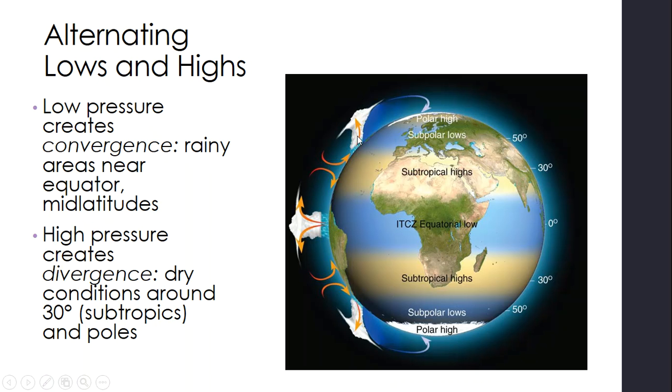High pressure creates divergence, dry conditions around 30 degrees. Where's my cursor? Right here, and at the poles. And so we can see, right, here's that subtropical high right through the Sahara Desert, right through the Middle East. Not a lot of precipitation happening there.